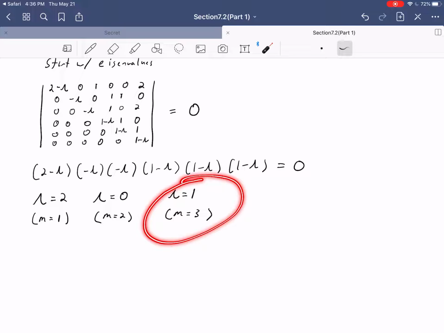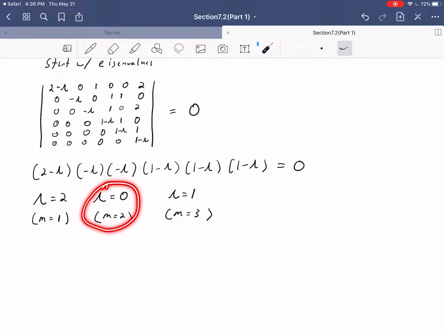When we go to do this one and we look at the eigenvectors, they are either going to have 1, 2, or 3 free parameters. In other words, the dimension of the eigenspace for lambda equals 1 is either going to be dimension 1, dimension 2, or dimension 3 because the multiplicity is equal to 3.